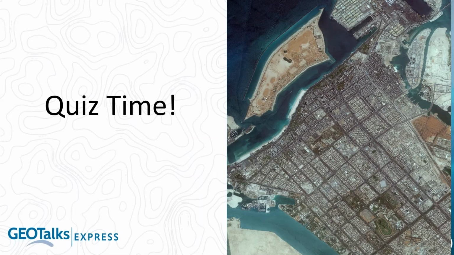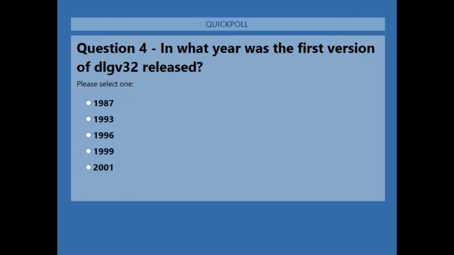How many do I have left? I have 2 left. Hopefully you're doing well with these. This is one again that was covered earlier. Again, we'll see who was paying attention. Let's go ahead and launch that one. When was the first version of DLGV32 released? I think Mike did mention this earlier. Looks like some of you were paying attention. And again, just a couple more seconds to put your response in.